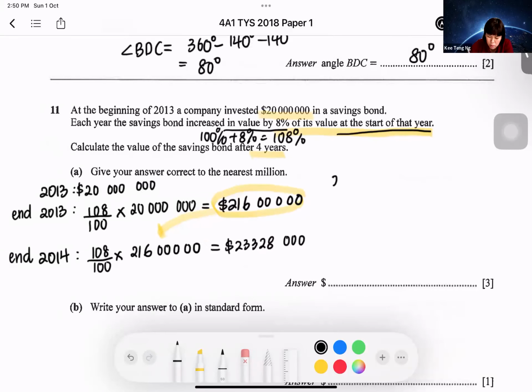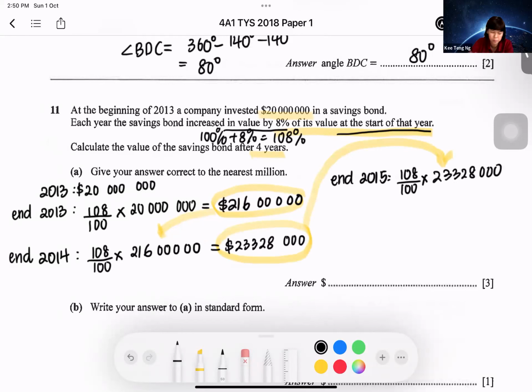So at the end of 2015, the next year is still 108% of my total value. Now it's this value over here. I'm going to use this. So this one will be 23,328,000 times 108 over 100. And the number becomes bigger and bigger: 25,194,240. Last but not least, the end of 2016.